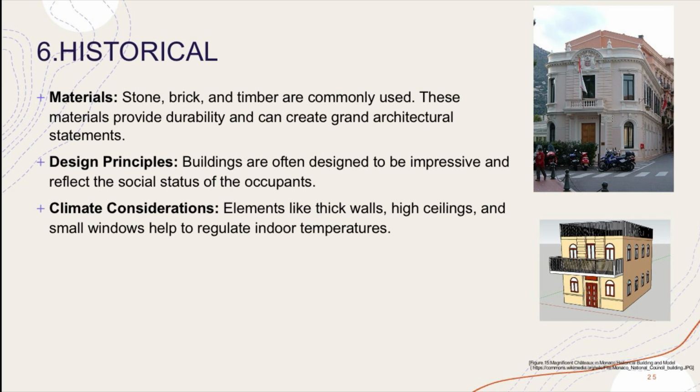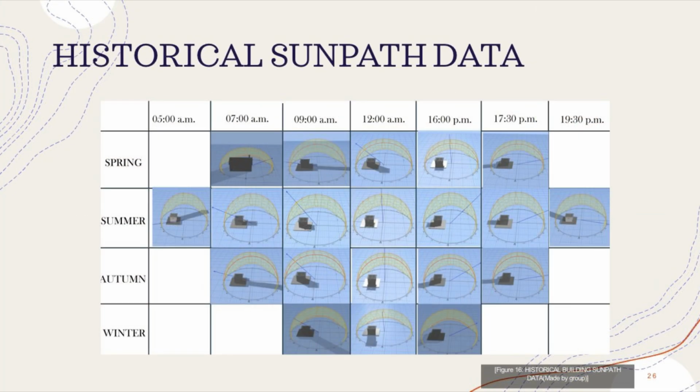Historical. Materials: stone, brick, and timber are commonly used. These materials provide durability and can create grand architectural statements. Design principles: buildings are often designed to be impressive and reflect the social status of the occupants. Climate considerations: elements like thick walls, high ceilings, and small windows help to regulate indoor temperatures. And you can see the historical sun path data.